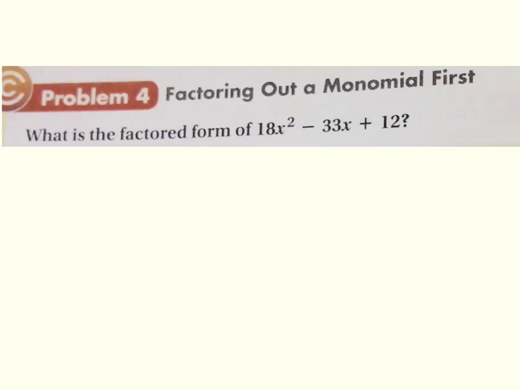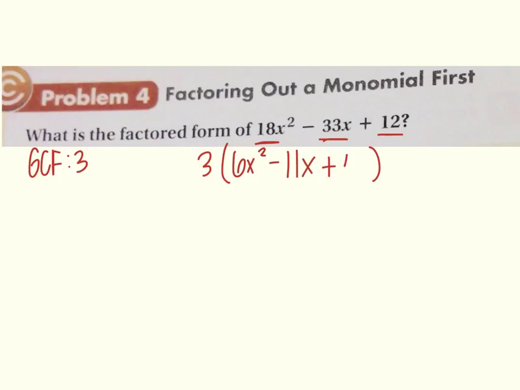If you can't remember how to factor out a GCF, go back and watch that video. But what you do is you look and you see, is there a common factor between 18, 33, and 12? And I'm willing to bet that 3 will divide into all of them. So I'm going to factor out a GCF of 3. And that's going to go out front, and I'm going to divide it out of everything. So 18 divided by 3 is 6. 33 divided by 3 is 11. And 12 divided by 3 is 4.